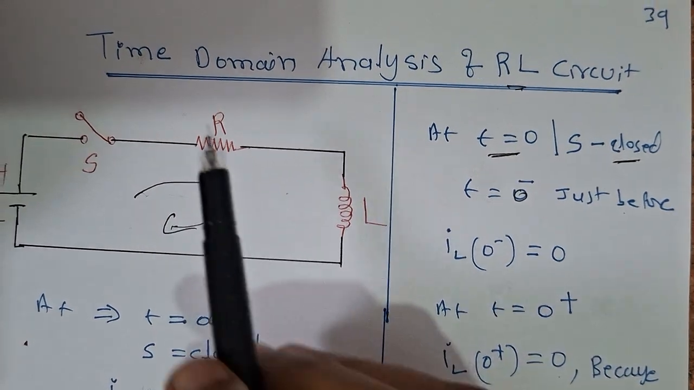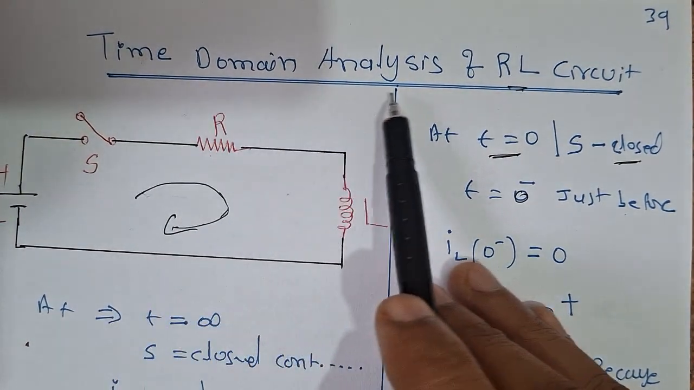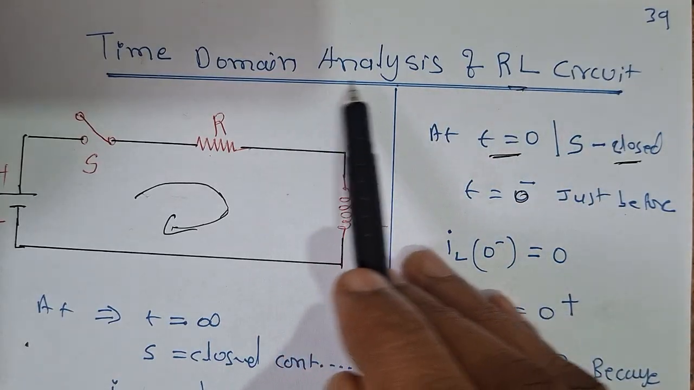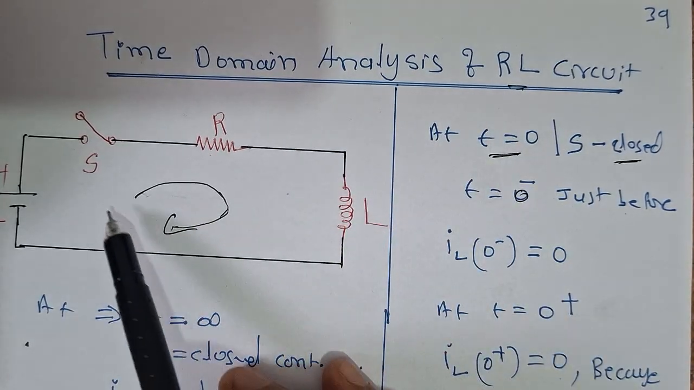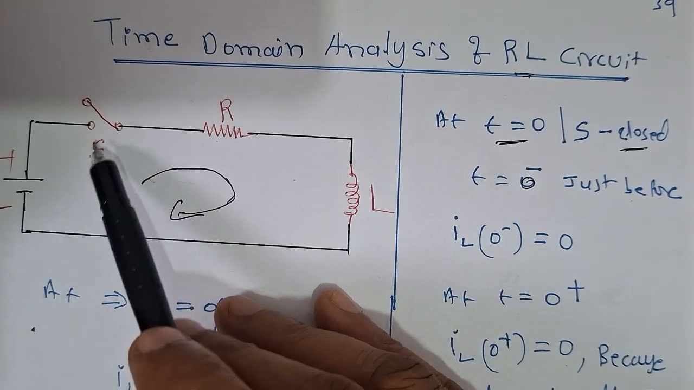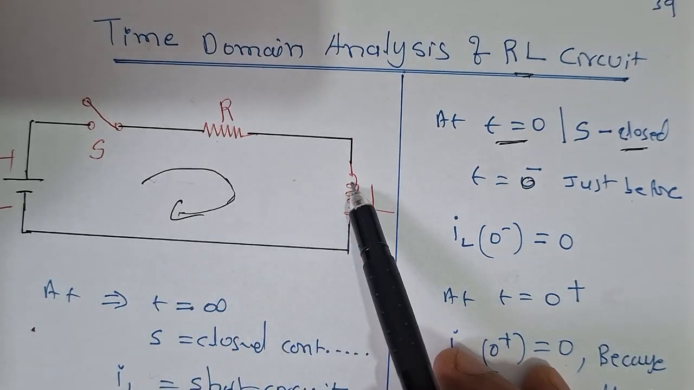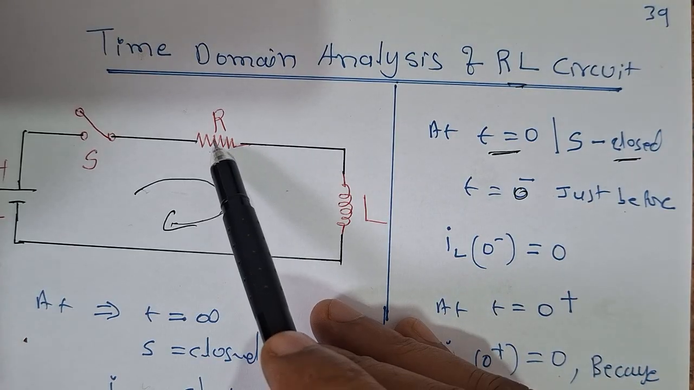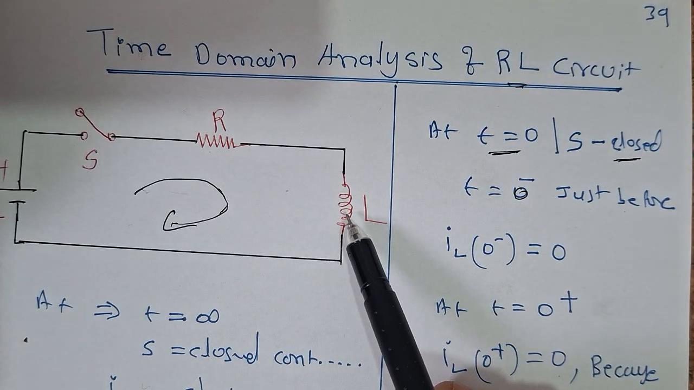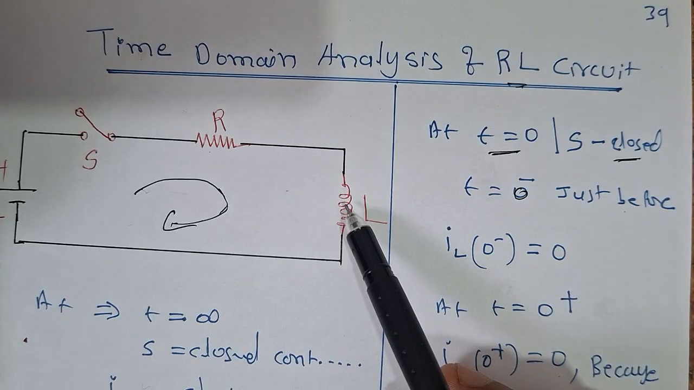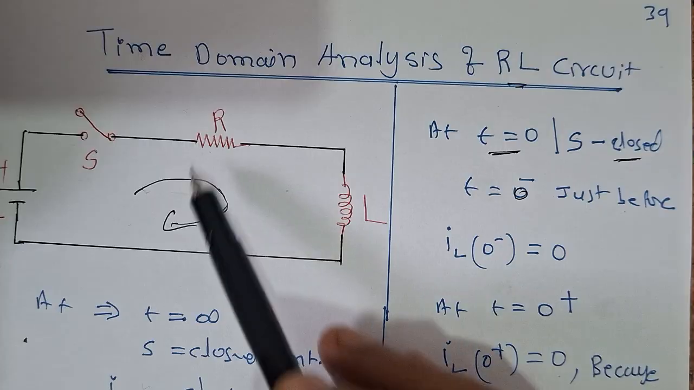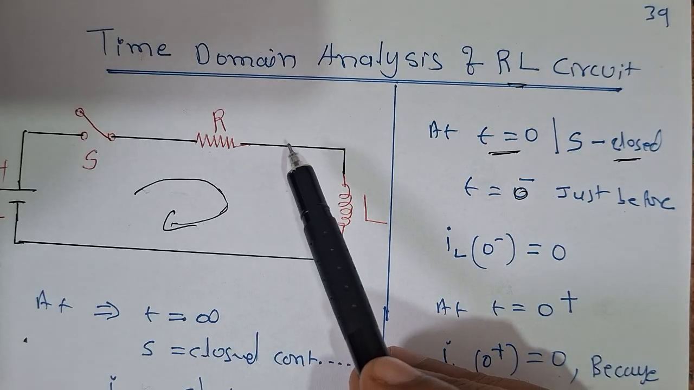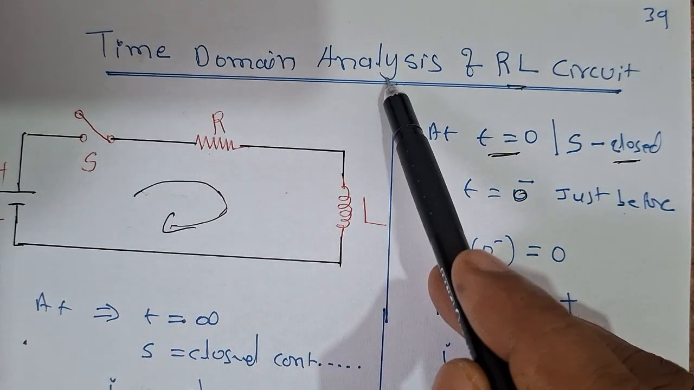Hey guys, now let's discuss the time domain analysis of the RL circuit. So it is an RL series circuit, with a voltage source, a switch, R and L. The meaning of time domain is the response of the resistance and inductance, nothing but the voltages and currents across the resistance and inductance, and how these responses vary with respect to time. That's why it's called time domain analysis.